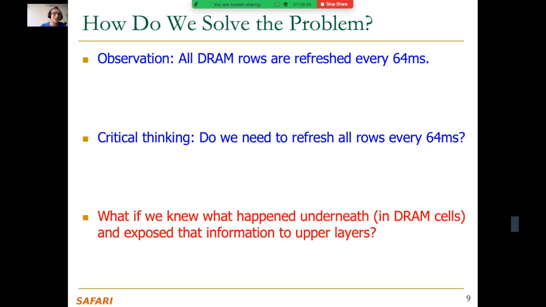So if you have 64 gigabytes of memory, and everything is allocated by some application, you're efficiently utilizing your system to the max, that solution doesn't work because you have no room to play with. But there's some other solution that may work in that case, or in every case, if you knew what happened underneath in the DRAM cells and exposed it to the upper layers.